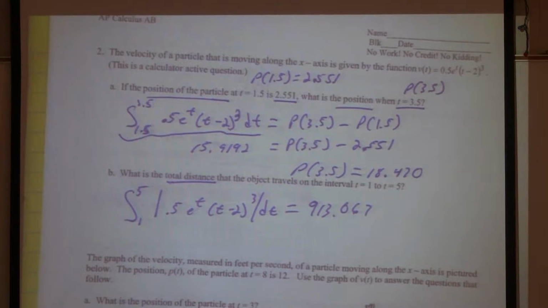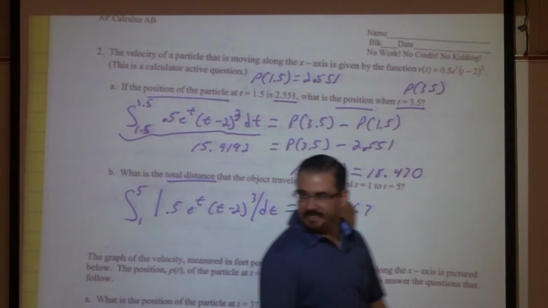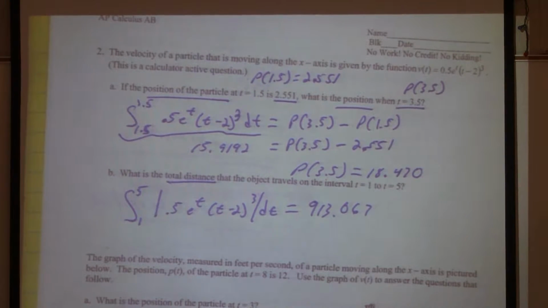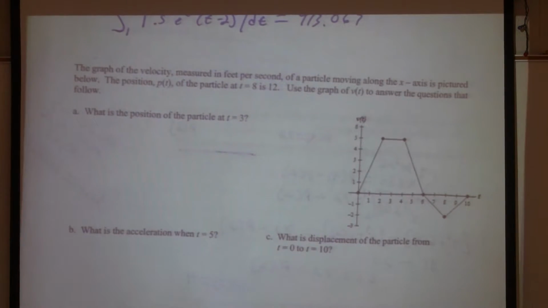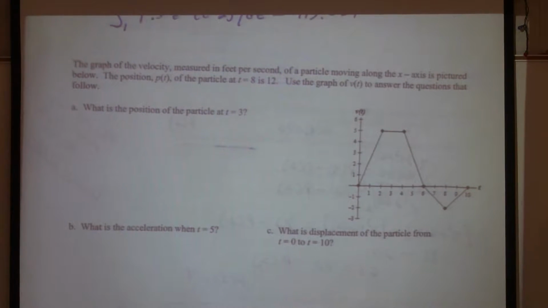Be careful, okay? You were finding total distance, so you needed that absolute value. Alright, are we good? So we did one by hand, one on the calculator. Now let's do another one by hand, but now we're given a graph.